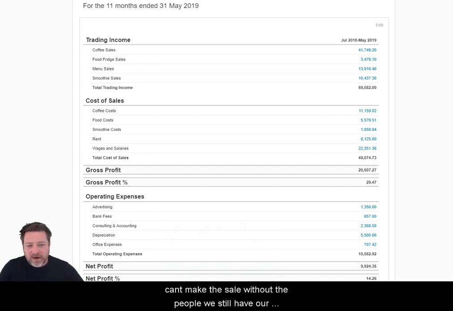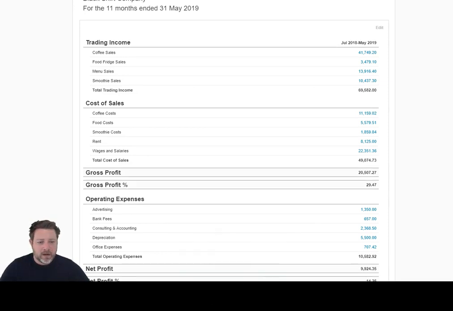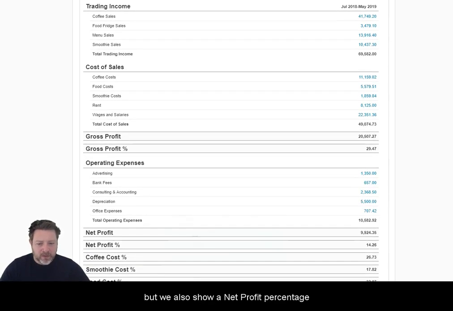We still have our gross profit as per normal, but what we also have on this profit and loss is our gross profit percentage. This is the percentage of $1 that you get to keep to spend on your fixed costs. In our detailed profit and loss, we still have our fixed costs. We still have a net profit, but we can also show a net profit percentage.